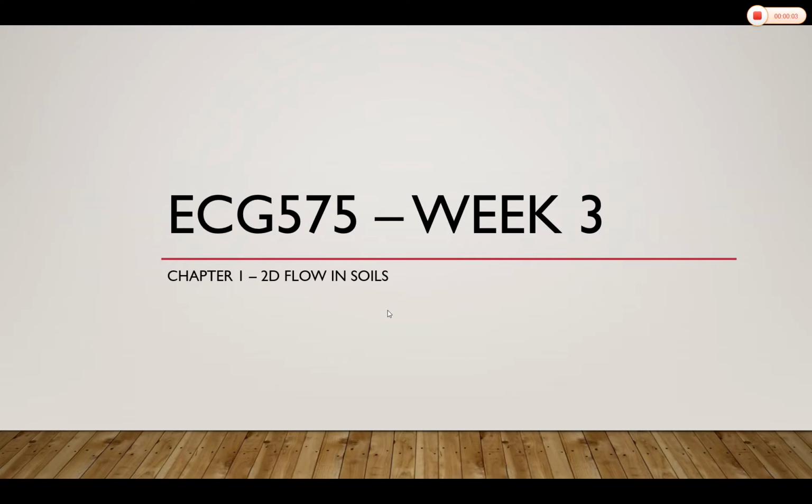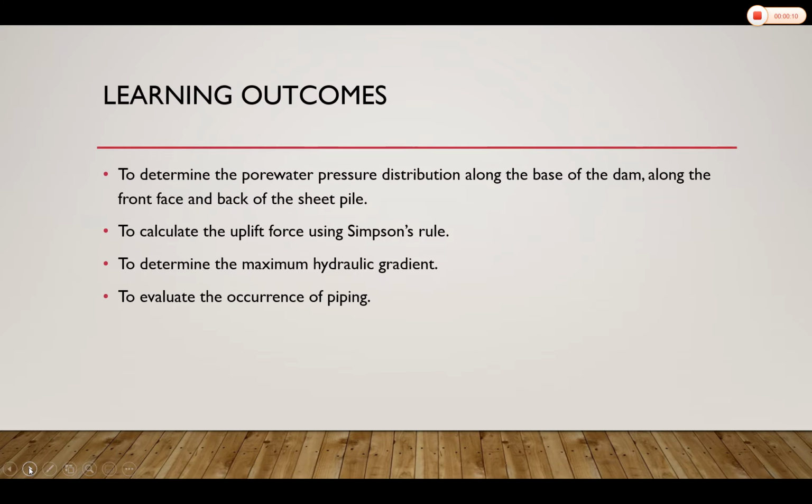So in week 3 ECG 575, we are still in this topic, chapter 1, 2D flow in soil. For this slide, the learning outcome is to determine the pore water distribution along the base of the dam and also along the front face and back of the sheet pile. And then we will calculate the uplift force using the Simpson's rule. We need to determine the maximum hydraulic gradient, and at the end we will evaluate the occurrence of piping.